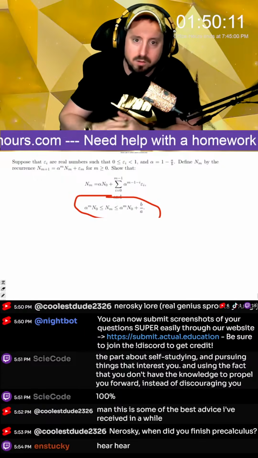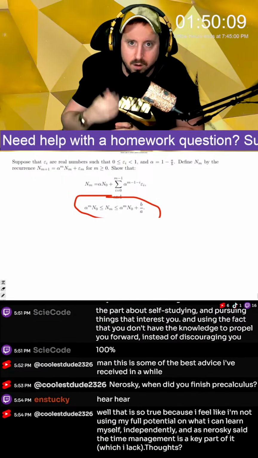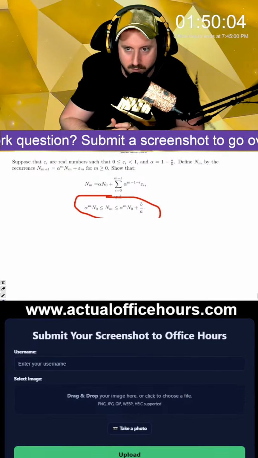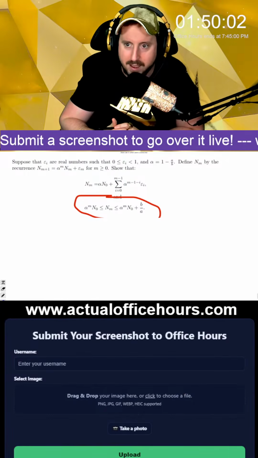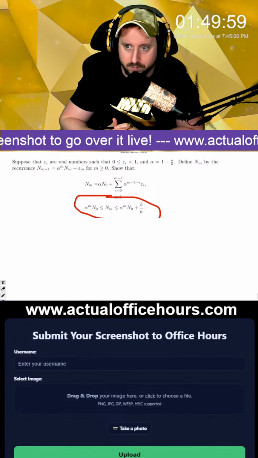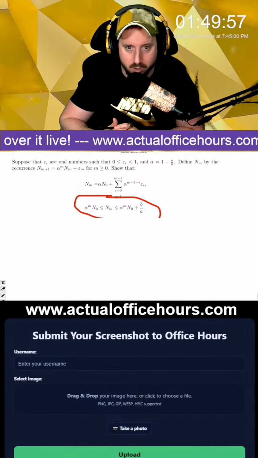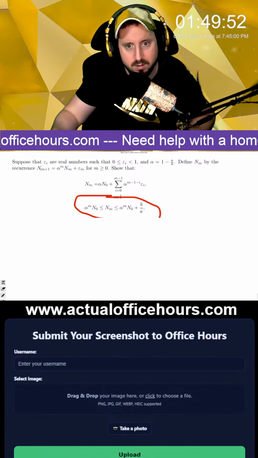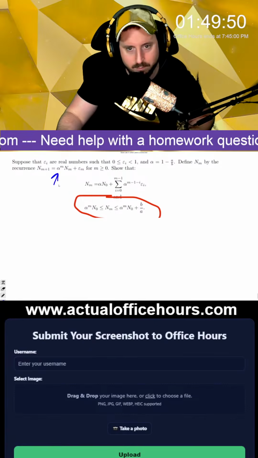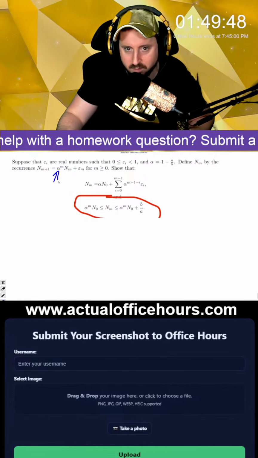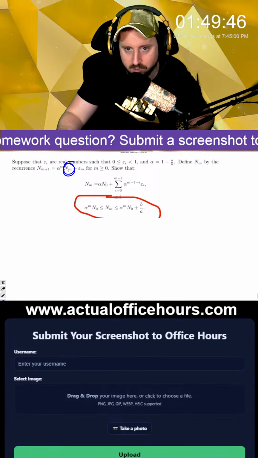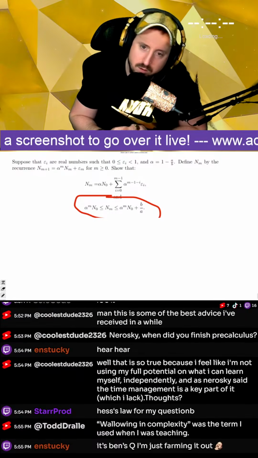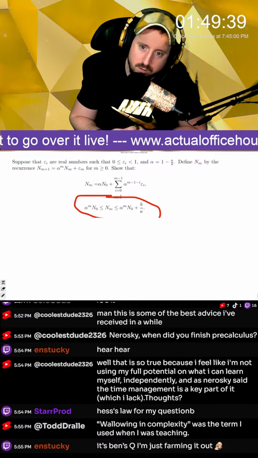All right. Suppose epsilon_i are real numbers such that epsilon_i is greater than or equal to 0 and less than 1, and alpha is equal to 1 minus a over b. Define capital N_n by the recurrence. So the next term is equal to some factor to the nth power times the previous term plus an error term, I guess, for m greater than or equal to 0.